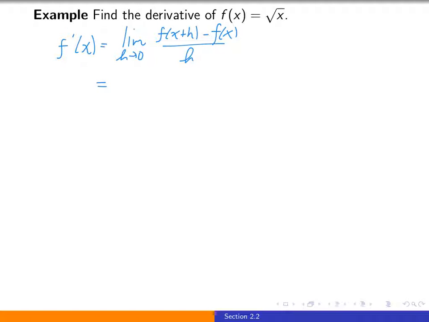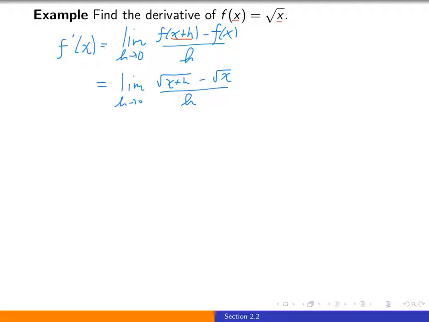In order to do the function evaluation, we're plugging in x plus h into our function. So each x needs to be replaced with that quantity. So this becomes a limit as h approaches 0 of the square root of x plus h minus f of x, all divided by h. And once again, from our experience in Chapter 1, this is a familiar looking limit.